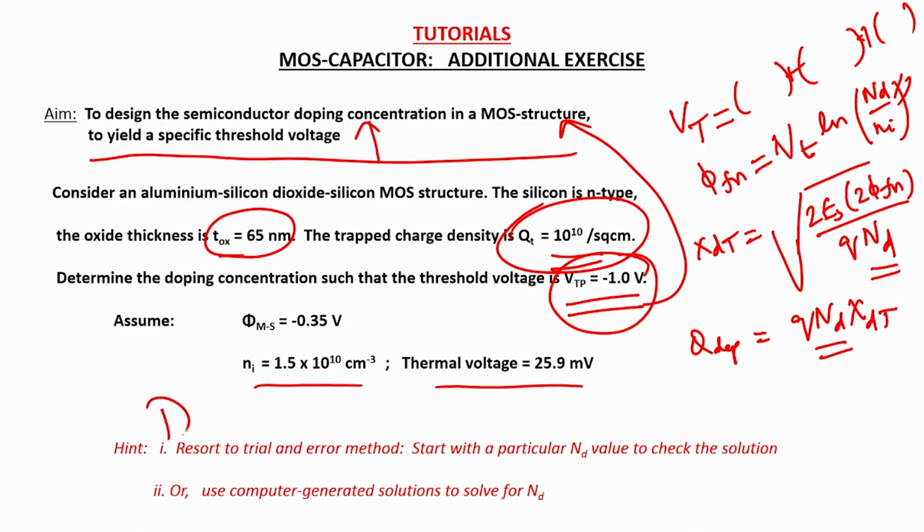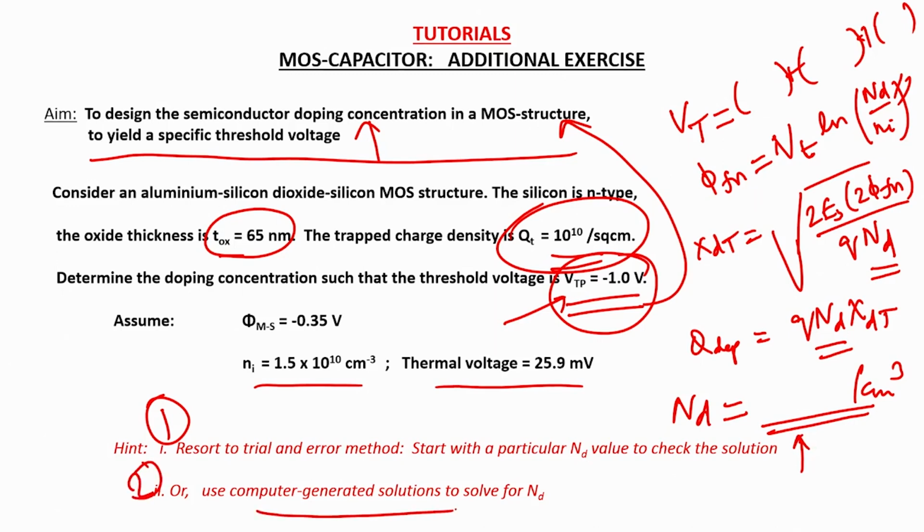The first approach is to resort to a trial and error method, where you assume some value for the doping concentration in per cc, and you plug in those values to see if you reach the specified threshold voltage. If you don't, you refine this doping assumption and head towards the needed threshold voltage. The other way is to use a computer generated solution to solve these equations to directly find out the Nd value. You can take this problem as an exercise, and when you solve this you can find that the answer comes to be 2.5 into 10 power 14 per centimeter cube.